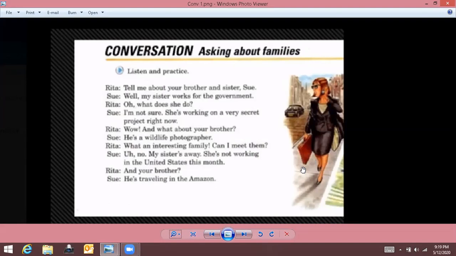Okay, when you say "I'm not sure," that is simple present, and the second part, "she's working on a very secret project right now," is present progressive. Wow. And what about your brother? He's a wildlife photographer. Which tense is that? Simple present. That is correct.